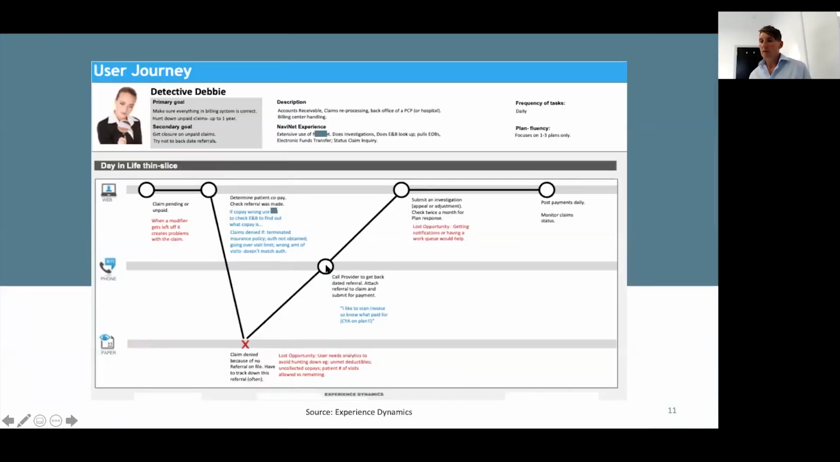This is an example from a client that we worked with that was a persona-based journey map. So I think we had 8 personas, and we created 8 different journey maps. So this is like a thin slice, a day in the life, in a healthcare insurance situation. And you can see the different channels here and where the break is and then what she's doing. And these red texts are showing lost opportunities and so forth. So you can represent it a little differently. This is a persona-based journey.